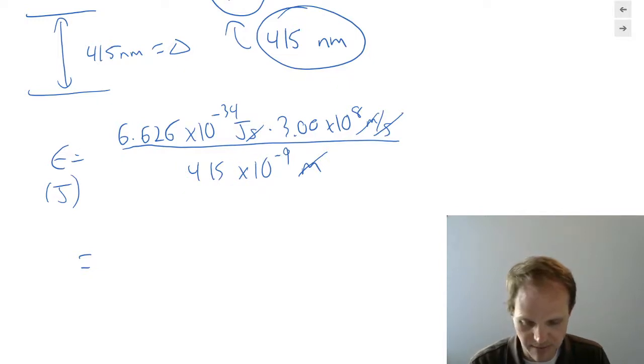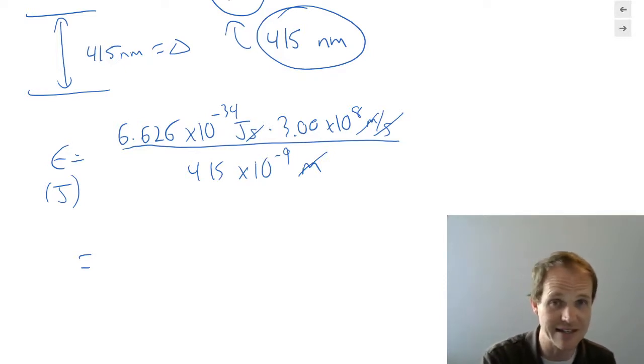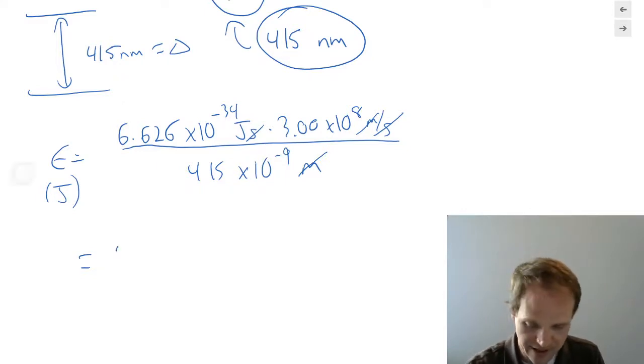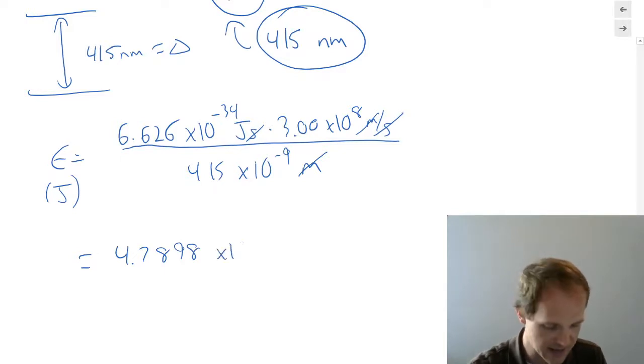All right, so I'm going to take my 6.626 times 10 to the minus 34th. I'm going to multiply by 3.00 times 10 to the 8th, and I'm going to divide by 415 times 10 to the minus 9th. Make sure you're using the built-in scientific notation on your calculator. If you're typing 415 times 10 to the minus 9th, you're going to get way off answers. Okay? You should always get answers that are roughly 10 to the minus 19th in order. Okay, so I get 4.78987 blah, blah, blah, times 10 to the minus 19th joules.